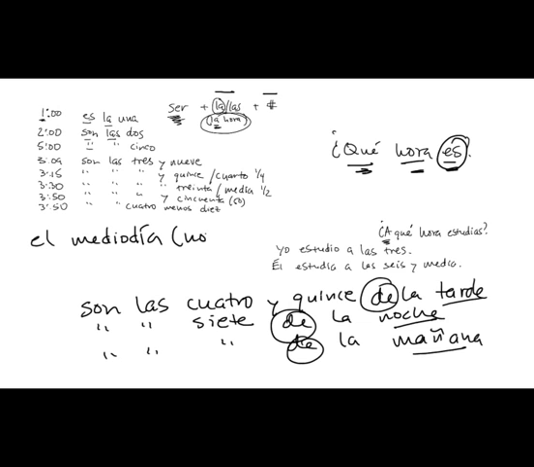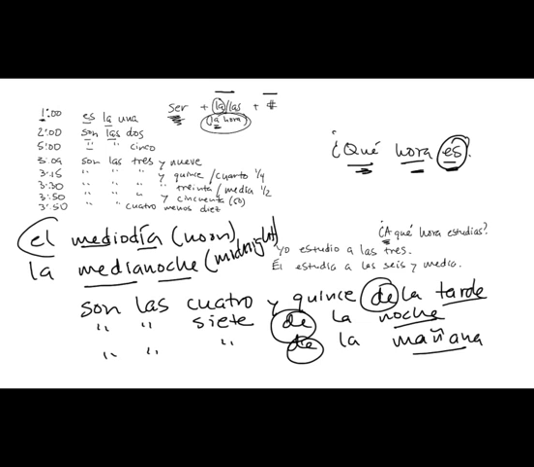Okay? And finally, we have the two words el mediodía, which is noon, literally midday. And we have la medianoche, which is midnight. Okay? El mediodía, this is masculine because día is masculine. La medianoche is feminine because noche is feminine. Okay? El mediodía, la medianoche. Okay, there you have it.